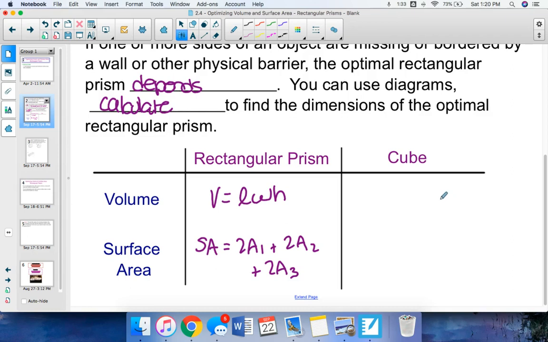With a cube, it simplifies a little bit. Volume is length times width times height, and for a cube all of those will be the same, so it'll just be length cubed. For surface area, because all the sides will be the same, it'll just be 6 times the length squared.